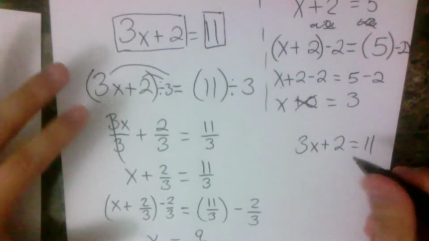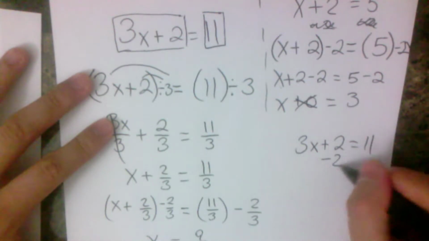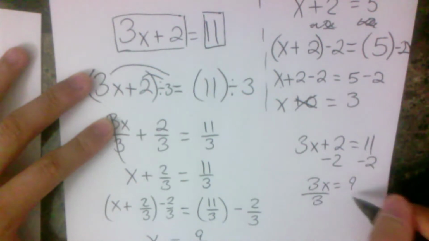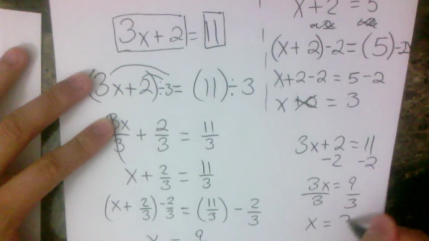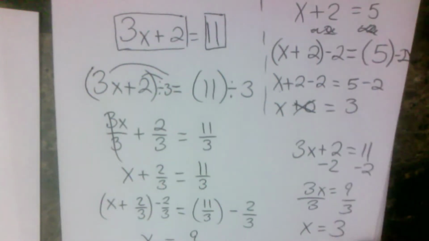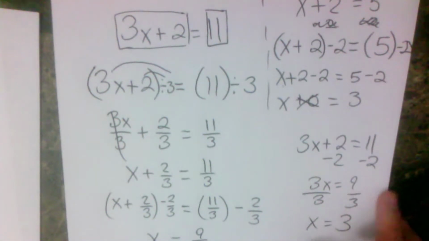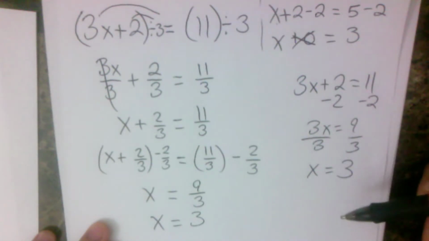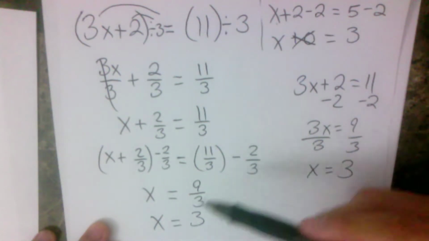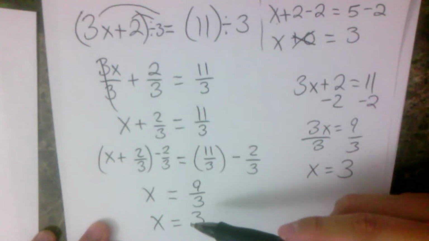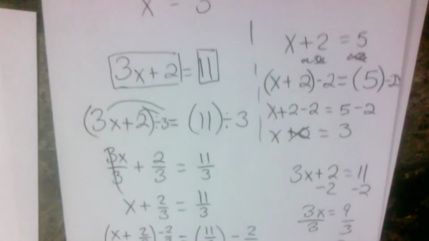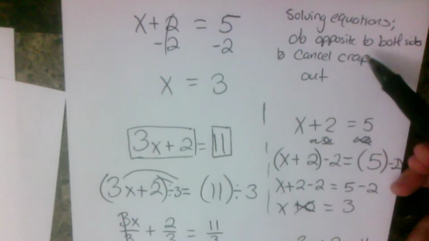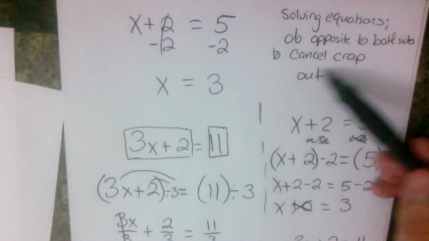equals 11, and we just subtract 2. Okay, so subtract 2 from both sides. 3x equals 9. Divide by 3 on both sides. x equals 3. So you'll notice we end up with the same answer. It's significantly shorter over here on the right than it is on the left. Okay, it's a lot shorter, but it's not really that big a deal because you'll end up with the right answer no matter what. What I'm trying to say is that if you're getting confused as to how to start, just understand that you do the opposite to both sides in order to cancel things out.